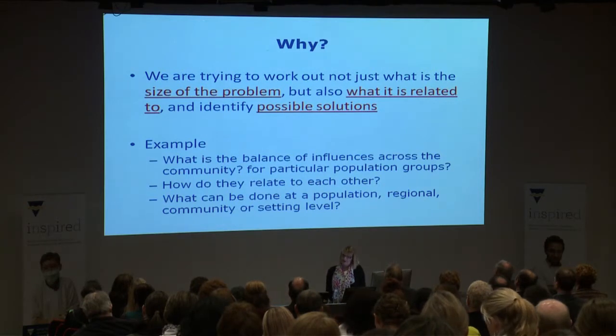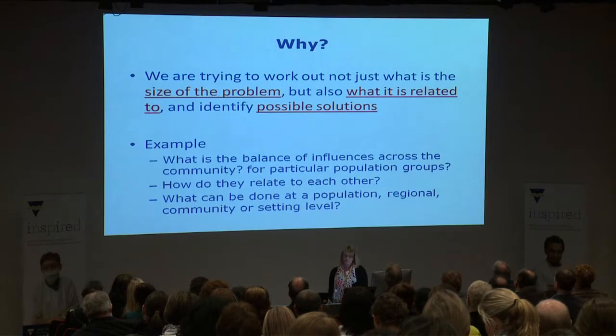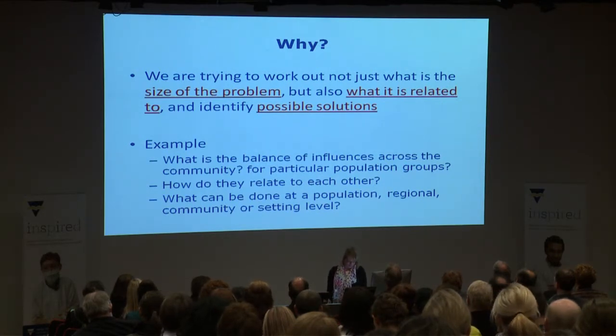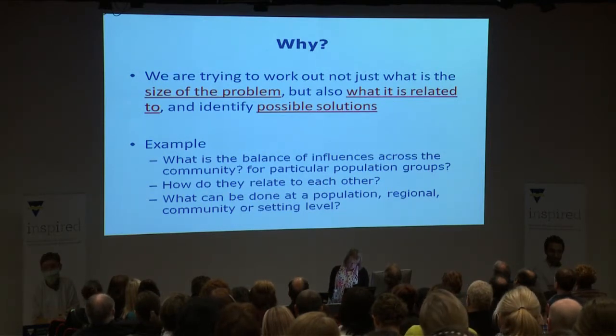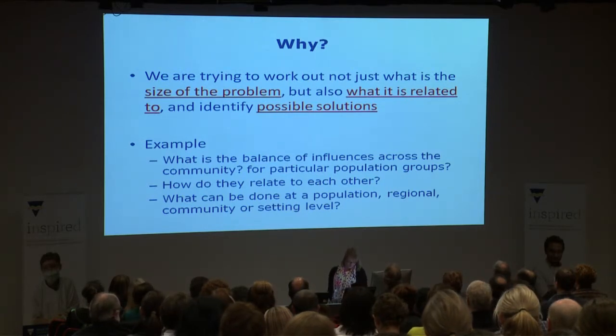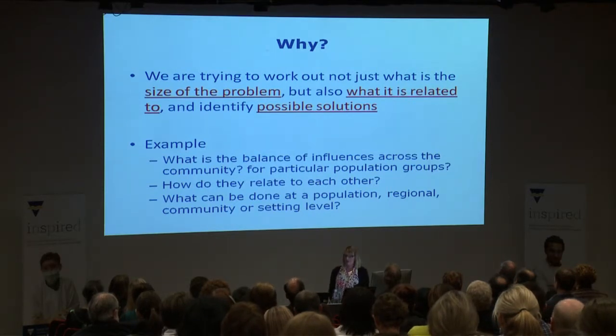So why do we take this approach? We're trying to work out not just what the size of the problem is, but what it's related to, and identify possible solutions. So, for example, what is the balance across the community for particular population groups? Is it different for children and different for adults? How do they relate to each other? And what can be done at a population, regional, community or setting level?